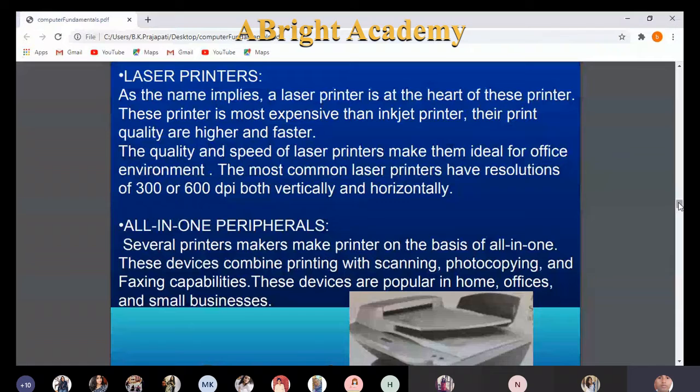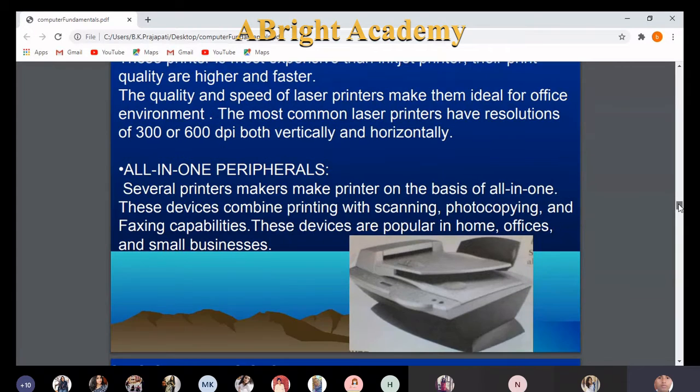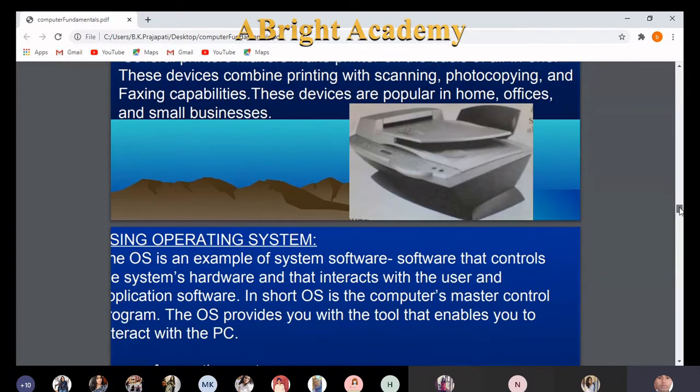Several printer makers make printers on the basis of all-in-one. These devices combine printing with scanning, photocopying and faxing capability. These devices are popular in home, office and small business. We all see that in a stationery shop.